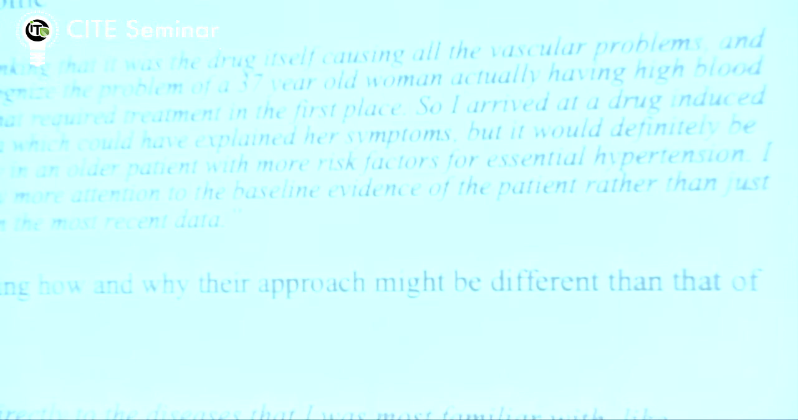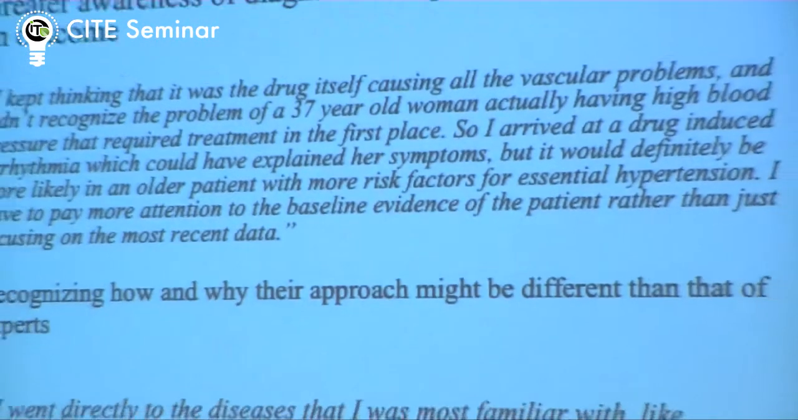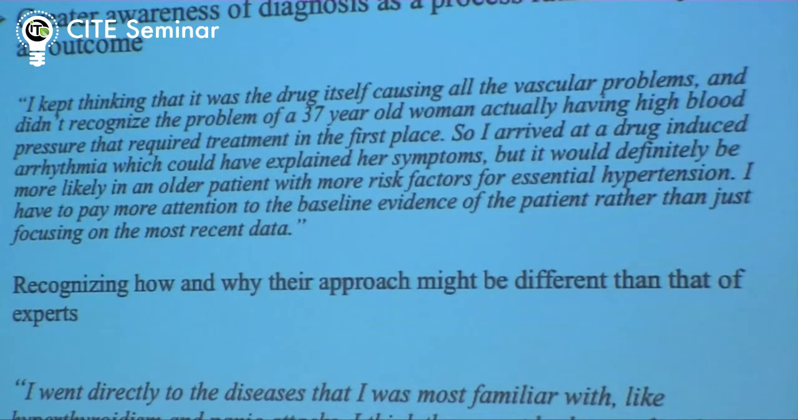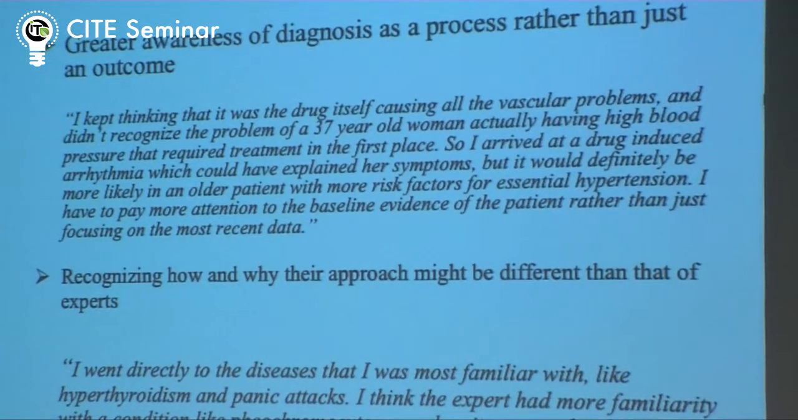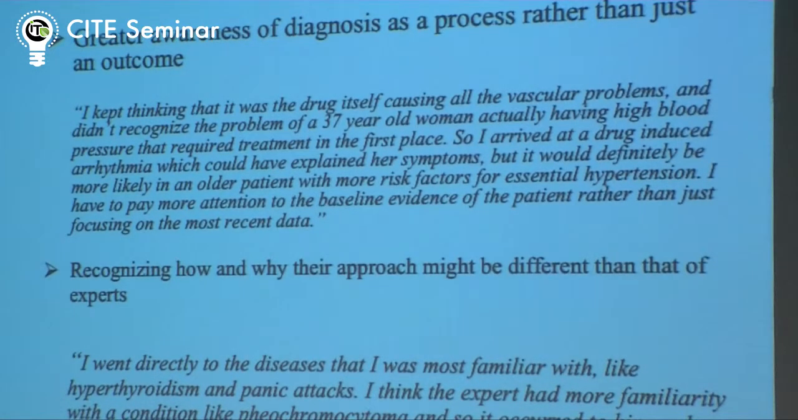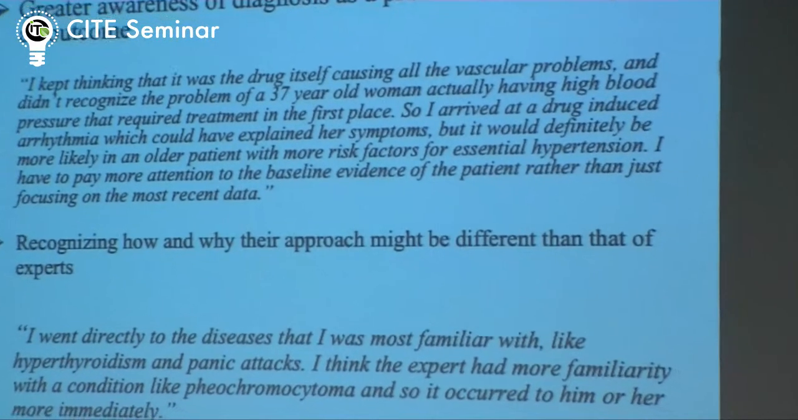I kept thinking that it was the drug itself causing all the vascular problems, and didn't recognize the problem of a 37-year-old woman actually having high blood pressure that required treatment in the first place. So I arrived at a drug-induced arrhythmia, which could have explained her symptoms, but it would definitely be more likely in an older patient with more risk factors for essential hypertension. I have to pay more attention to the baseline evidence of the patient rather than just focusing on the most recent data. The other quote showing how their approach might be different from an expert.